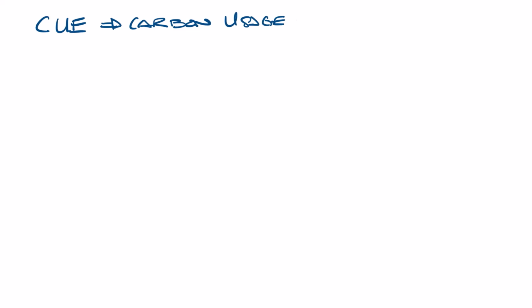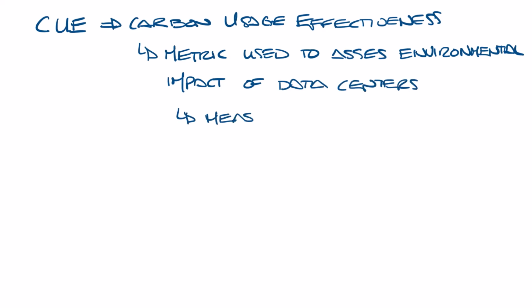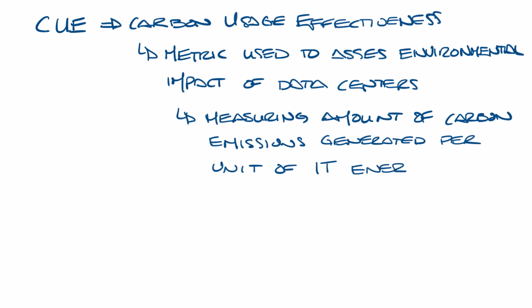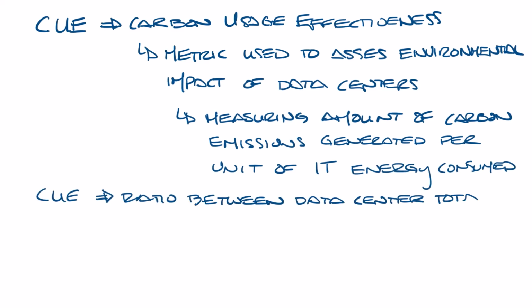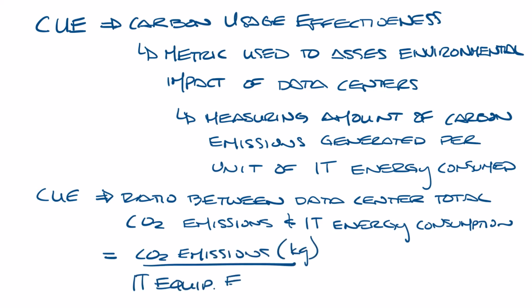CUE stands for Carbon Usage Effectiveness. It's a metric used to assess the environmental impact of data centers by measuring the amount of carbon emissions generated per unit of IT energy consumed. CUE is the ratio between data centers' total CO2 emissions and its IT energy consumption. So CUE equals data center CO2 emissions in kilograms divided by IT equipment energy in kilowatt hours.